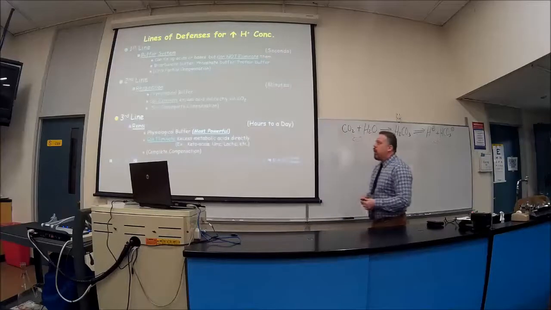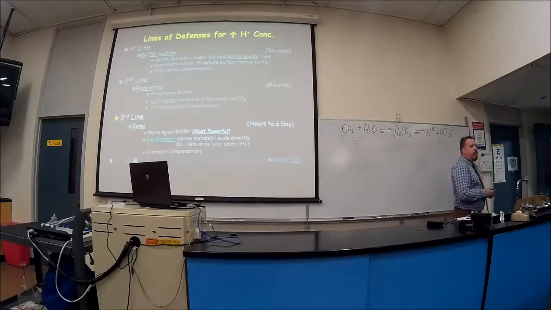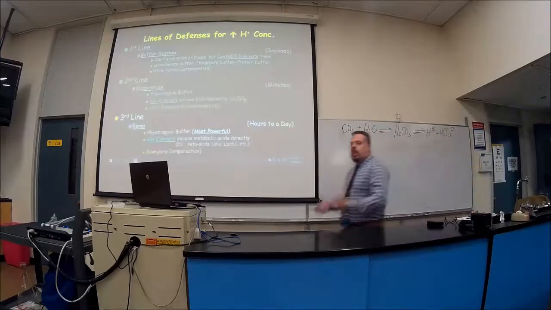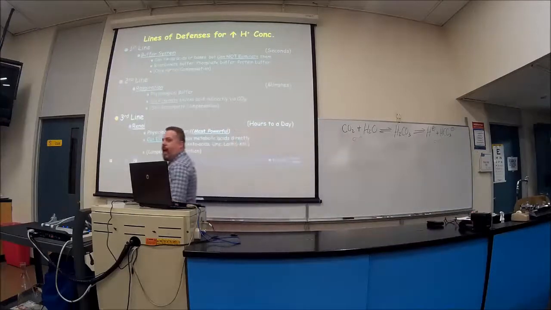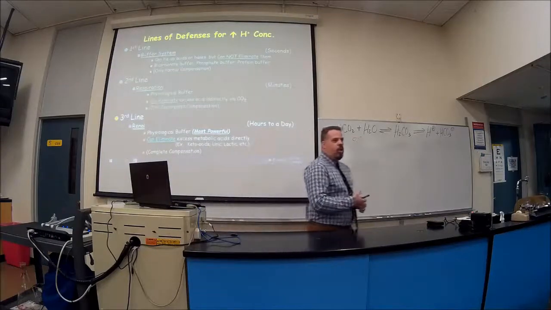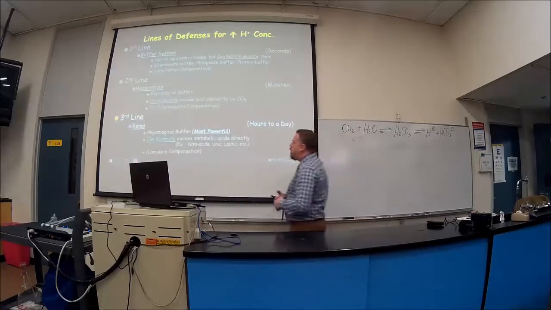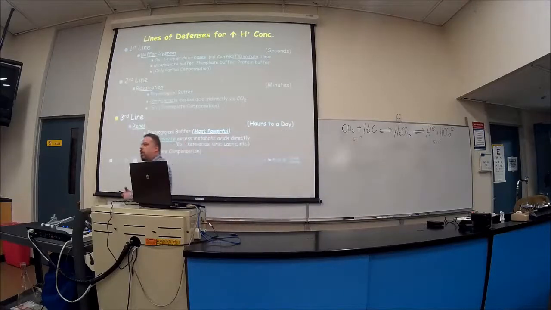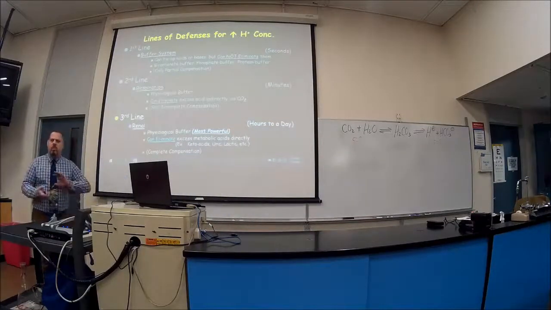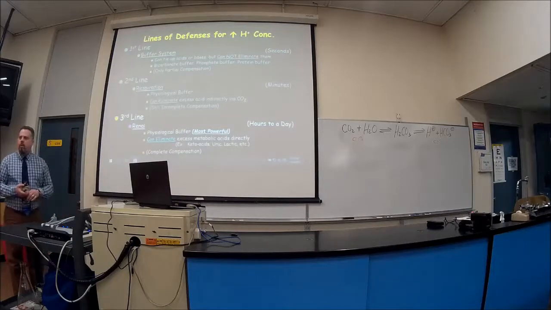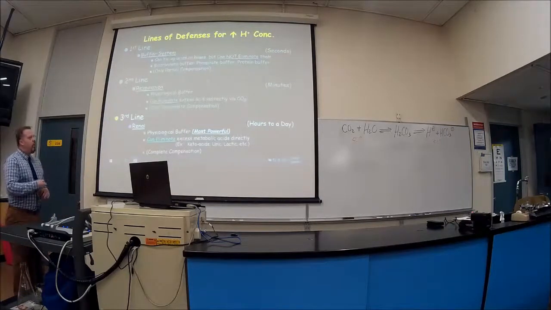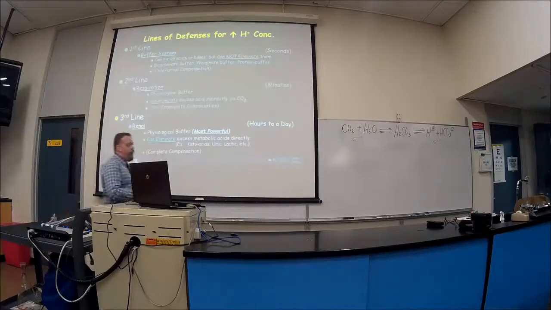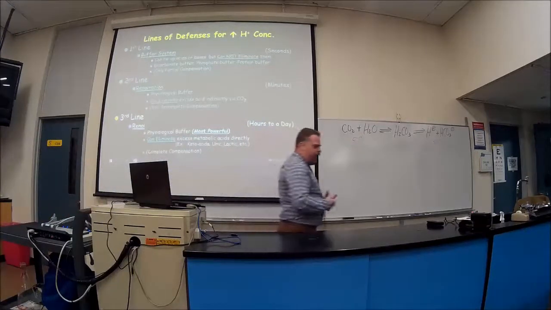So we have a third line, and that's our kidneys. The kidneys will get it right out of the system. Do a whole bolus of hydrogen and get it right out. The only thing is, it takes a long time. It can take hours to a day. Does that make sense? This is the best system, and it will eliminate things directly. But this is a complete compensation because it eliminates those ions right out. So these are three ways we can actually get our pH back to what it is.